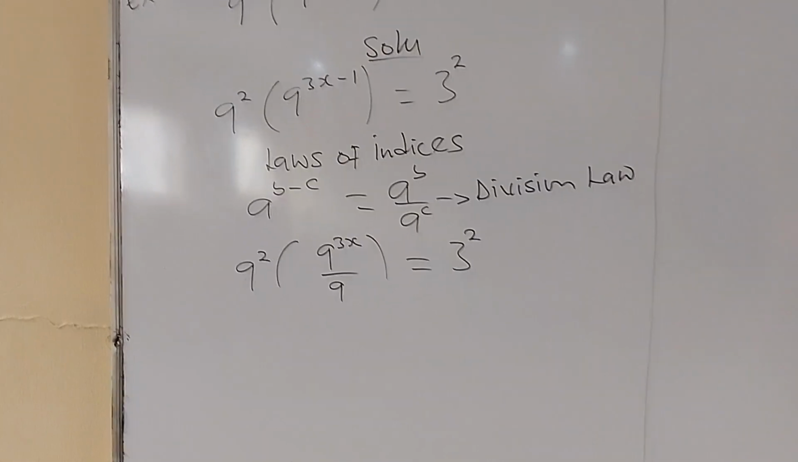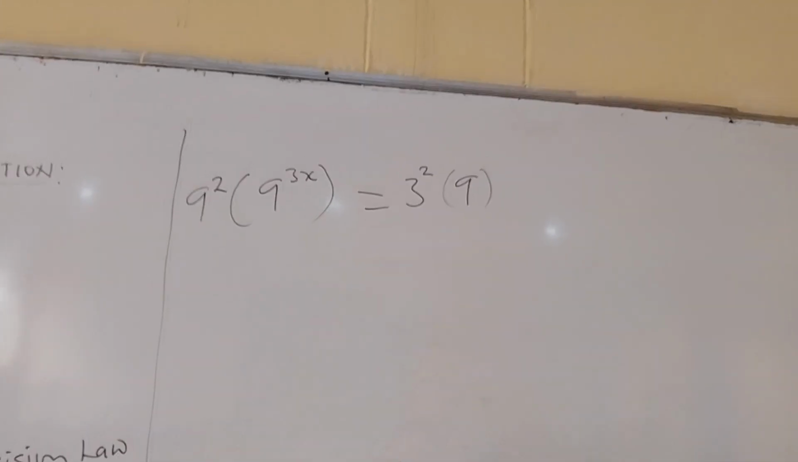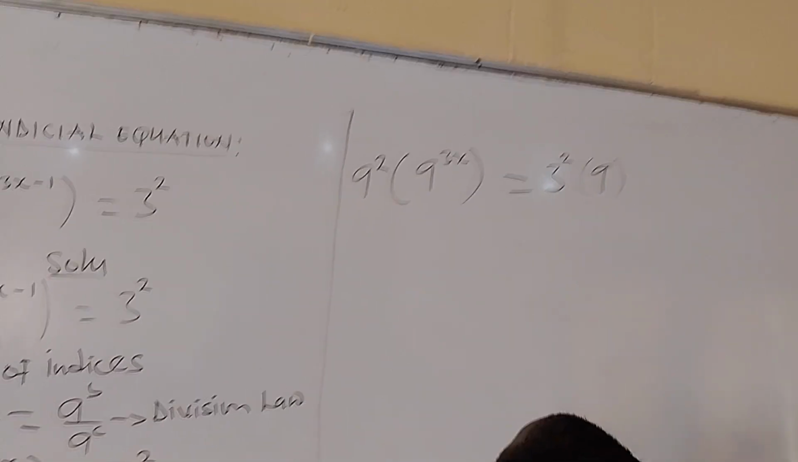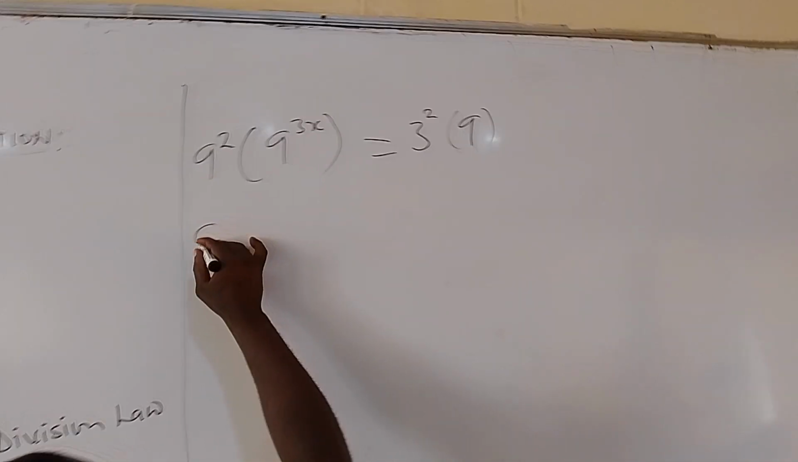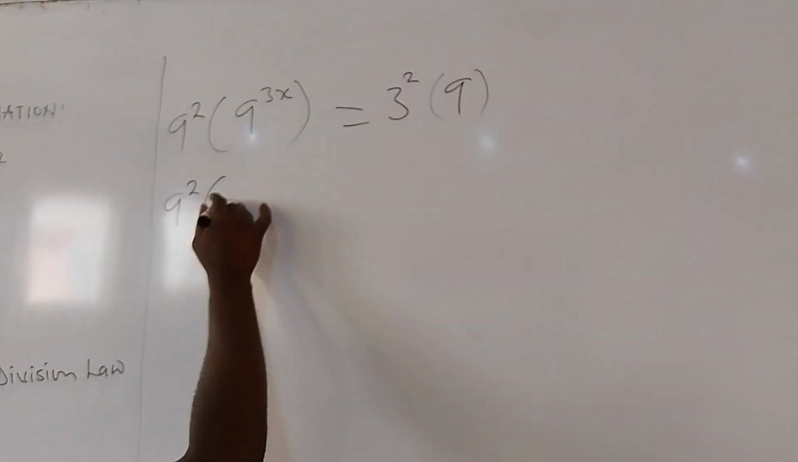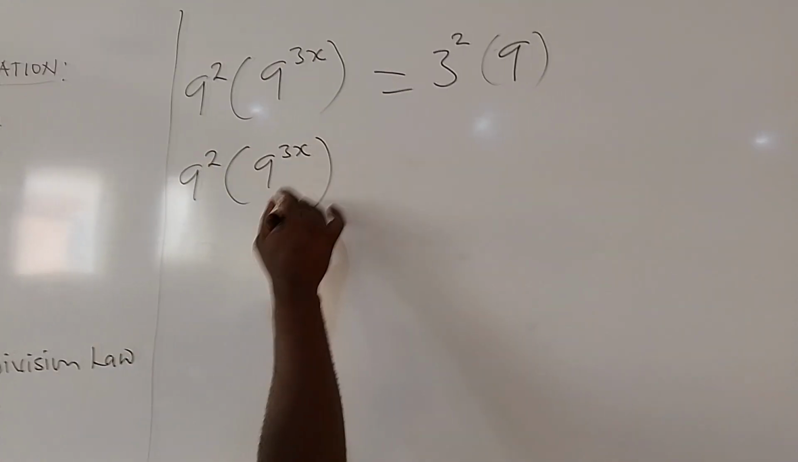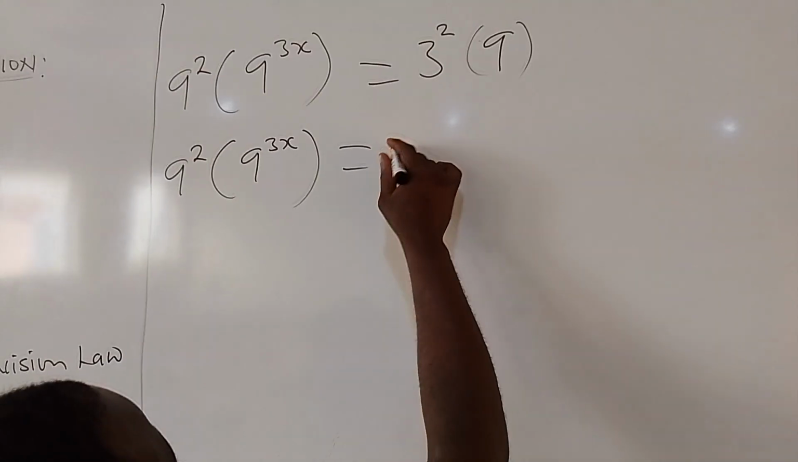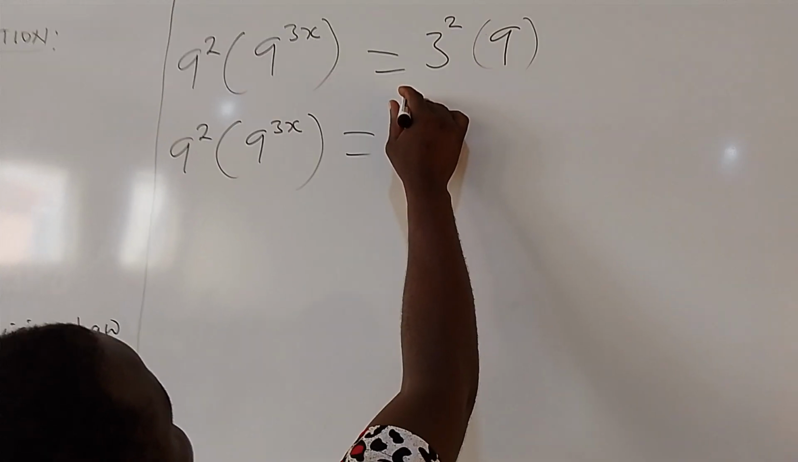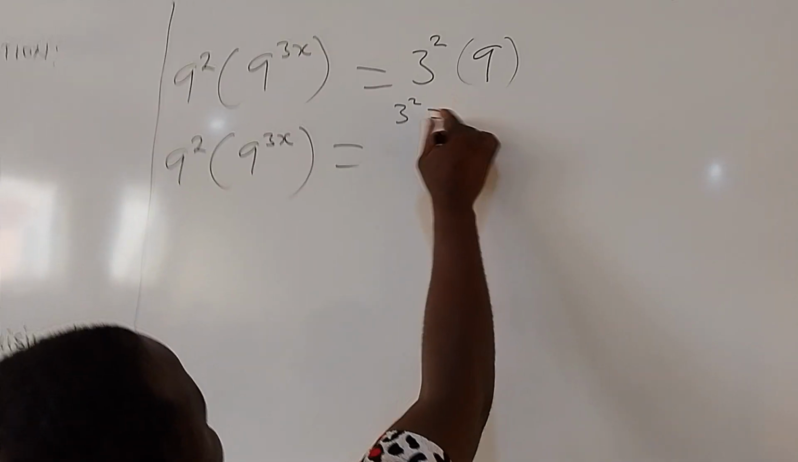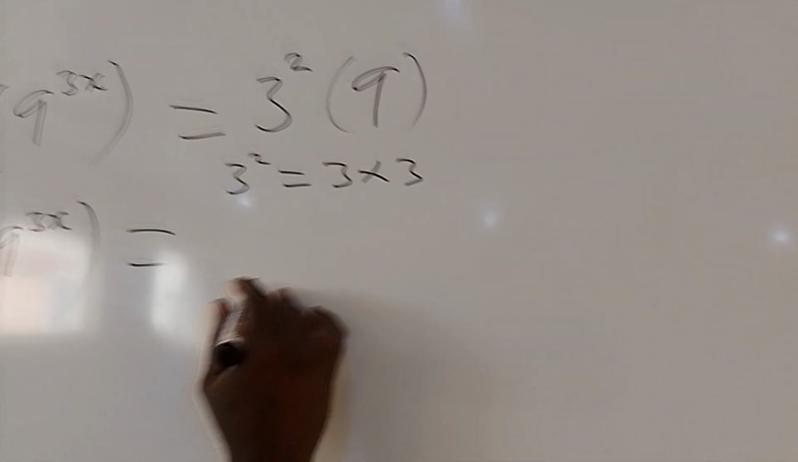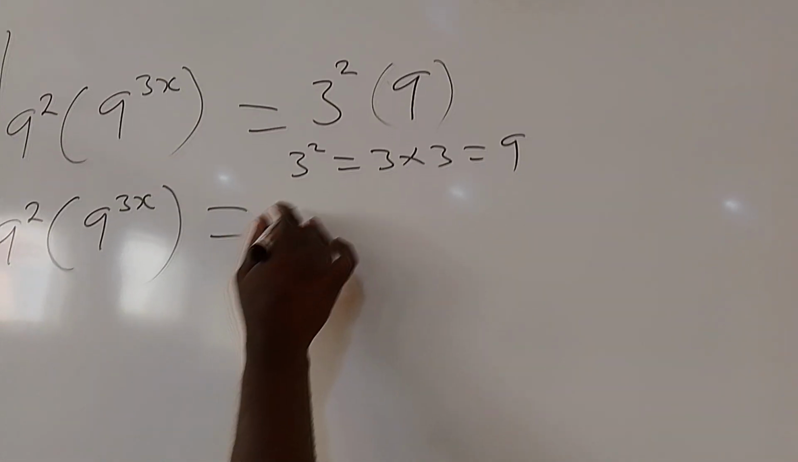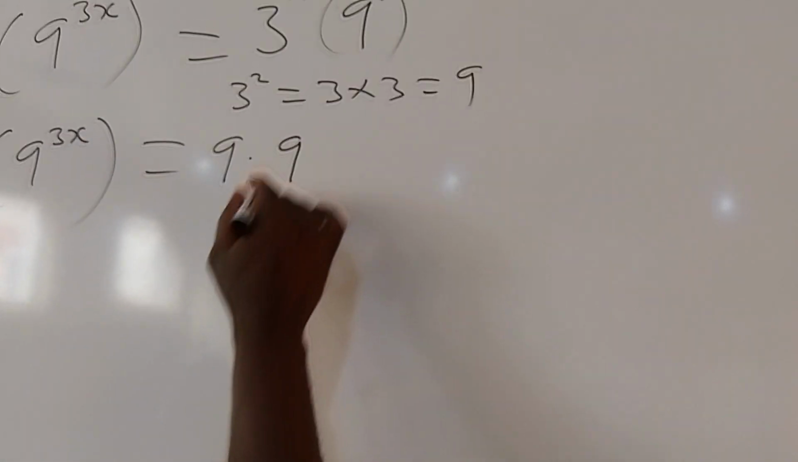Because if you use this one to multiply, this is how it will look. Please, this is not a point, this is a dot, times 9. So this is 9 raised to the power of 2, open bracket, 9 raised to the power of 3x, equals, this is the same thing as what? 9. Because 3 raised to the power 2 is the same as 3 times 3, true or false? It will give you 9. So this is 9 times 9.